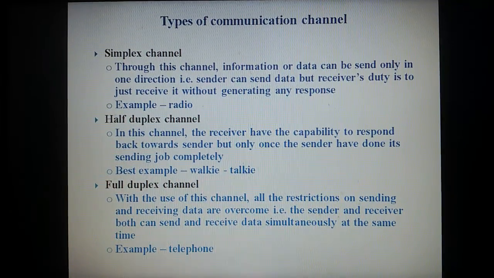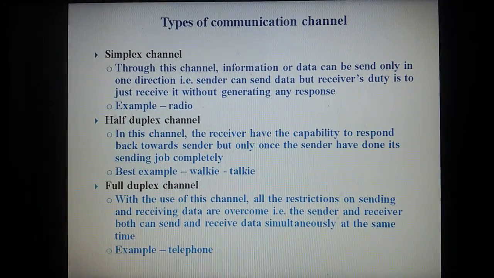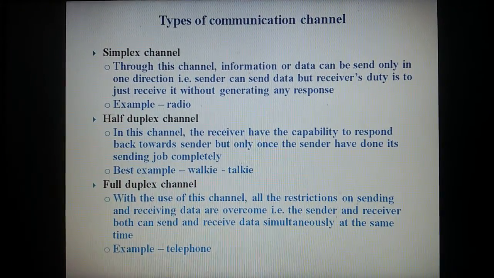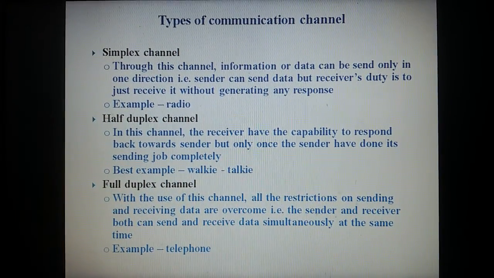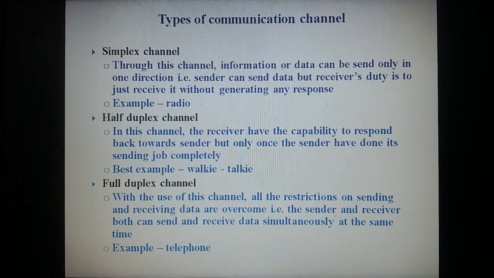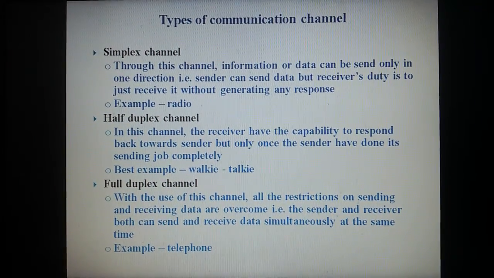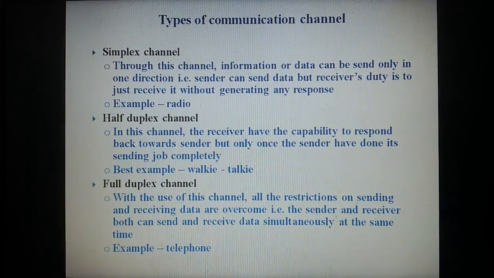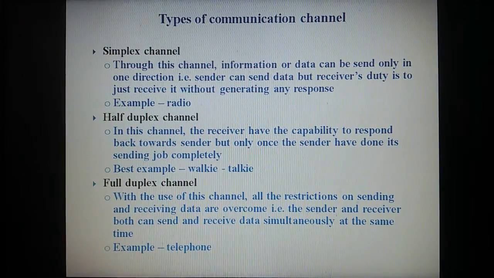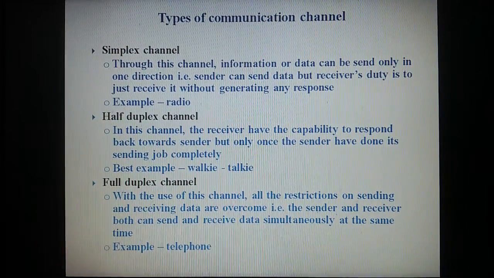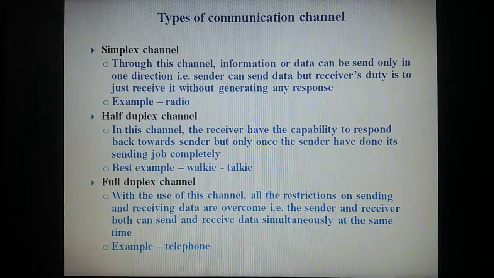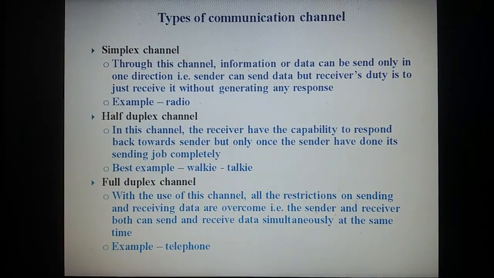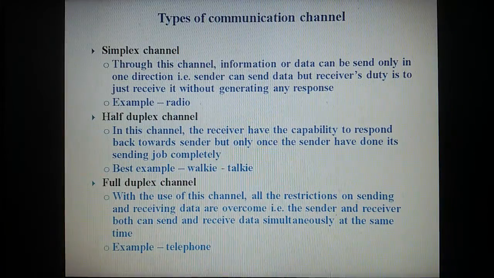Types of communication channels. Simplex channel. Through this channel, information or data can be sent only in one direction. That is, the sender can send data, but the receiver's duty is to just receive it without generating any response. Example, radio. Half-duplex channel. In this channel, the receiver has the capability to respond back to the sender, but only once the sender has done its sending job completely.